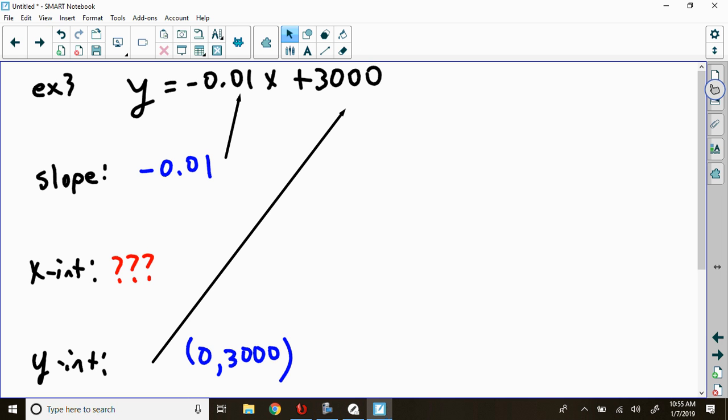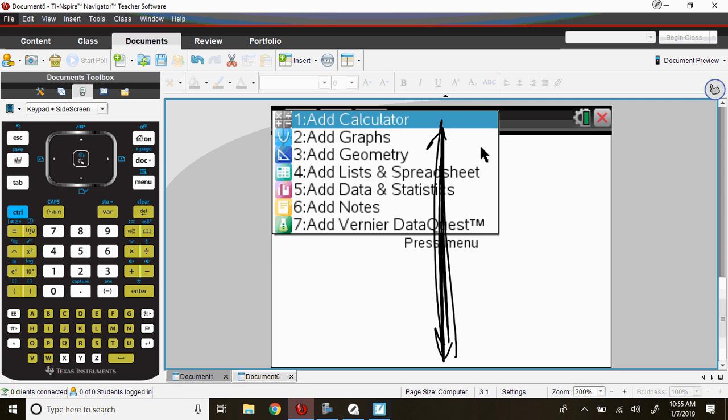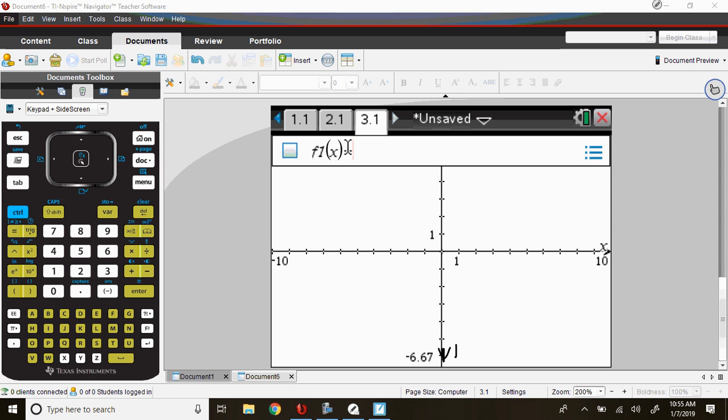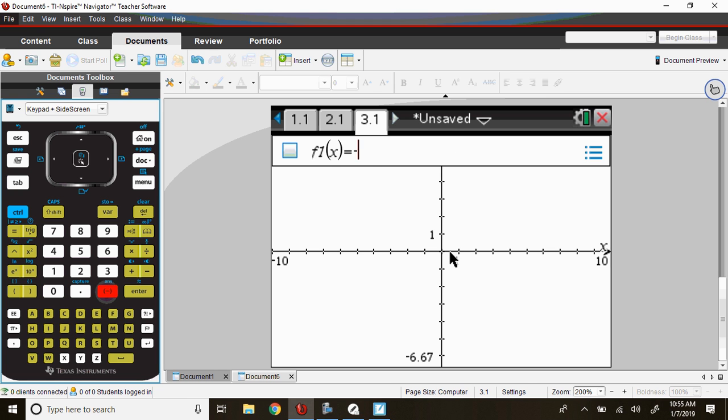Now, this is set up y equals, so when I go to my new problem, doc, insert problem, graphs, it's already set up for y equals, so I don't need to go through that menu graph entry edit stuff. I'm ready. Negative 0.01x plus 3,000. Let's try that again. I didn't realize nothing was happening. Negative 0.01x plus 3,000. Boom. I don't see it.